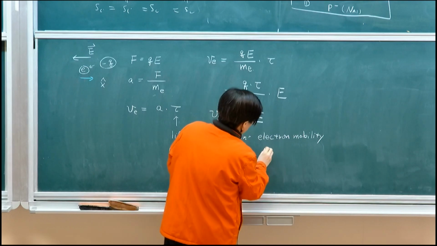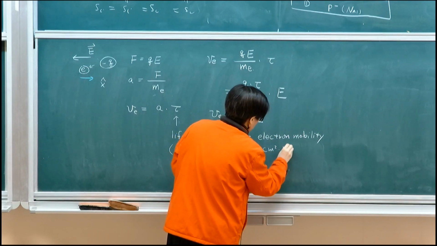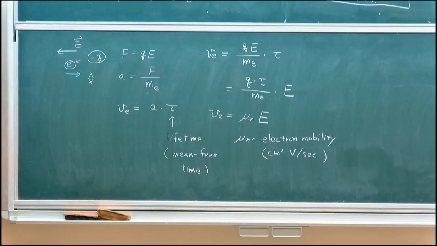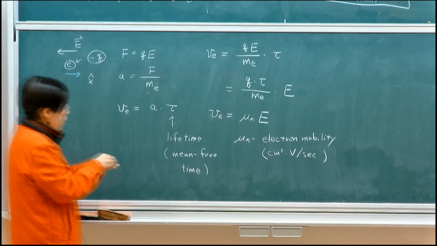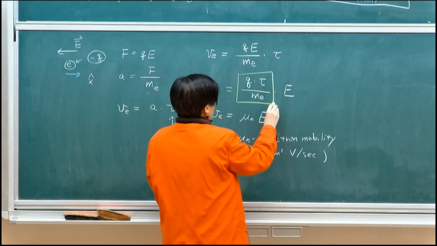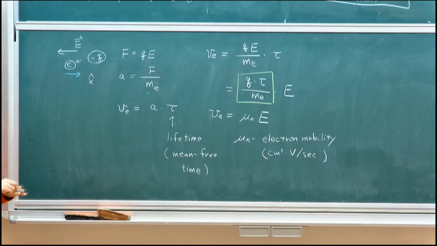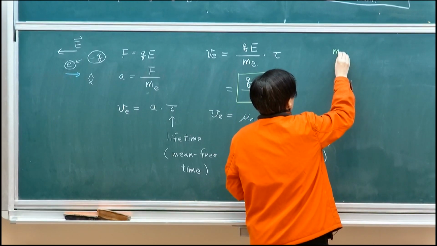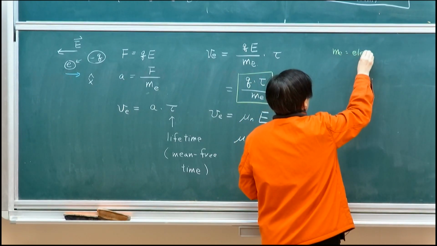I think I will already write the unit. This is the mobility unit. Okay? So if you're looking at an equation, it depends on a constant governed by the effective mass called m_e, the electron effective mass.